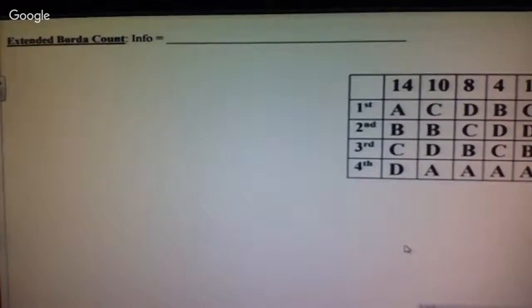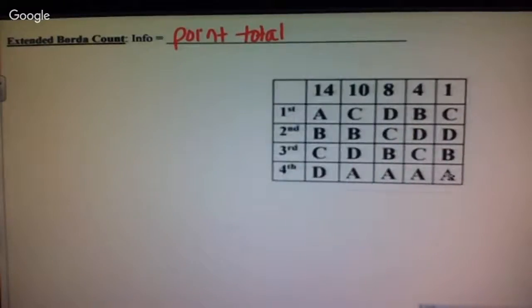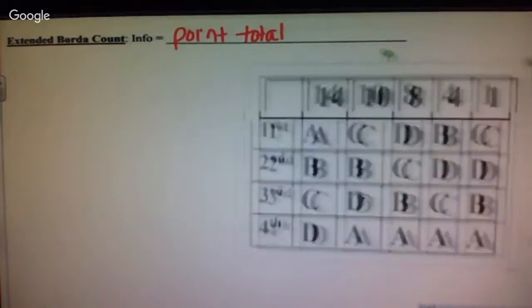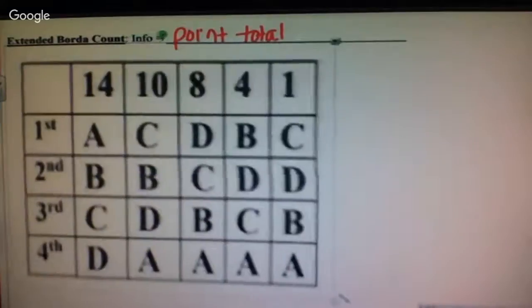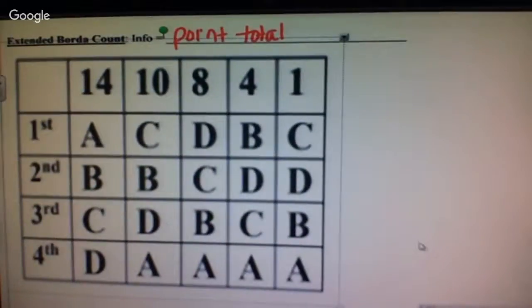Okay. Extended Borda count. We're looking at point total for this one. Remember, this is the one where we assigned points. I'm going to make this a little bit bigger so I can use my table. All right. So, how many points do you get for coming in last place? One. And then 2, 3, and 4.